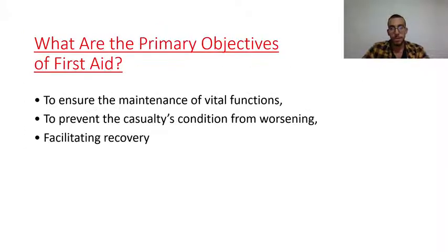Okay. So what are the primary objectives of first aid? To ensure the maintenance of the vital functions, to prevent the casualty's condition from worsening, and facilitating recovery. The third one is really important. The reason for that is, facilitating means making it easier. So we're actually trying to make the situation get better, trying to make the recovery get easier, okay? So we're not actually trying to cure people. We cannot do that. Medical healthcare professionals will be doing that afterwards. We're just trying to make the recovery easier.